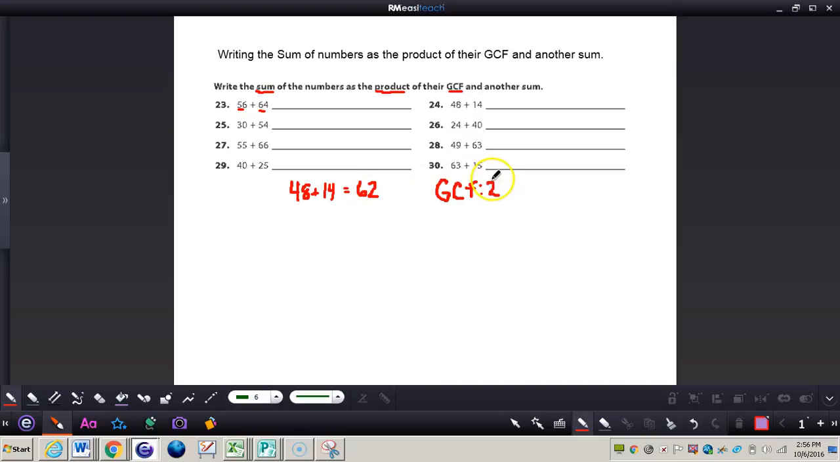Now we have the sum is 62, GCF is 2. Now, what we need to do, we're going to multiply 2 times, we're going to look at the first add-in, 48. So we've got to think about what times 2 gives us 48, and that's 24.